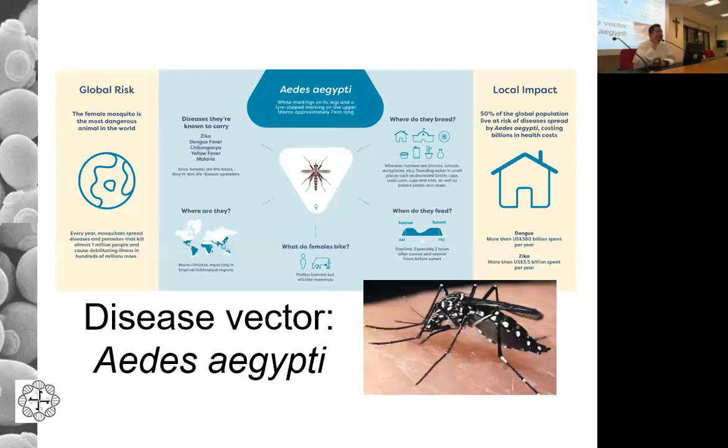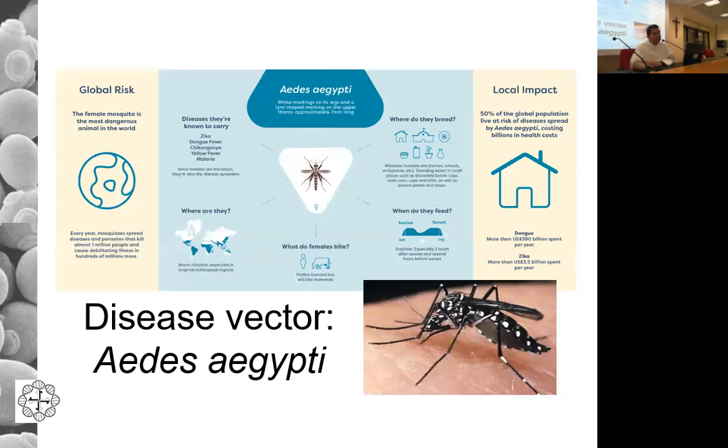So in their view, the female, not the male, the female mosquito is more dangerous than a tiger or a shark or an alligator because it kills more people than these other animals. Now, you should know that there are about 3,500 species of mosquito. They want to target one species of the 3,500 kinds. And this is Aedes aegypti.